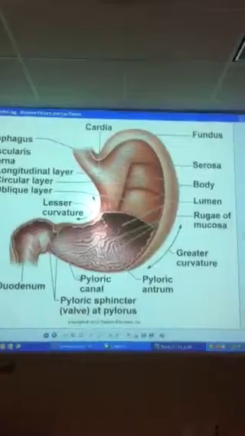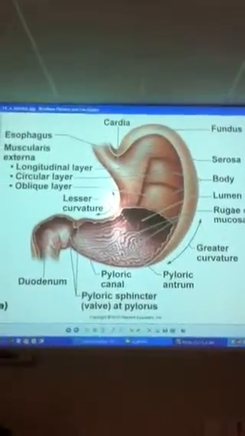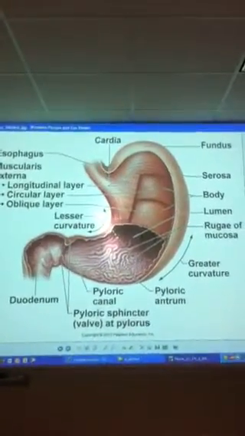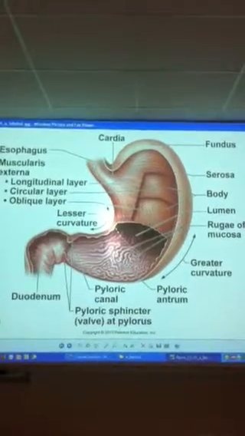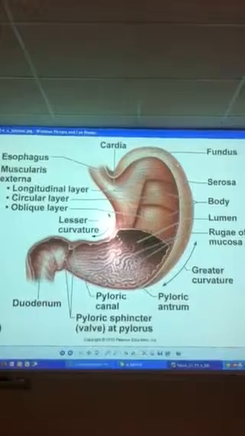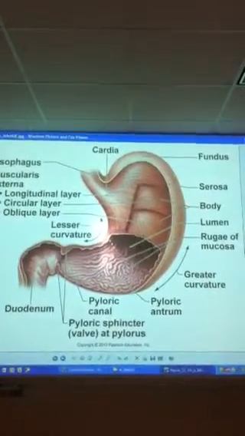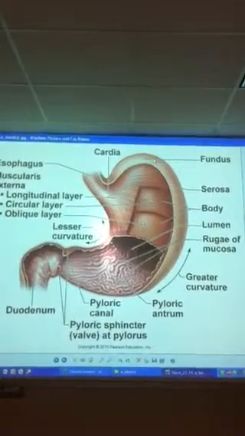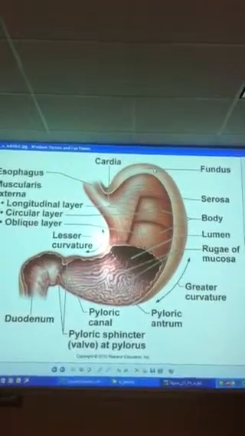Okay, let's look at a couple more things before I start this lecture today. So stomach, let's look at the various regions. You have the cardia, where the esophagus joins the stomach. That region is called the cardia. This curved portion here is called the fundus. Stomach is a J-shaped structure, shaped like this.